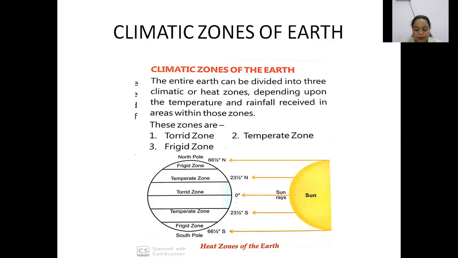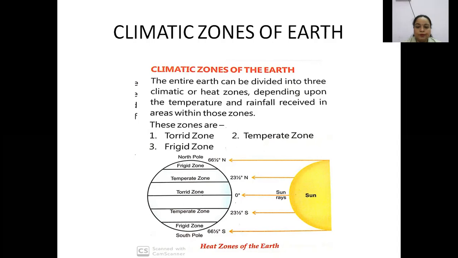What happens? The slant rays of the sun are very slanting and lose their strength. There is no amount of heat left because the rays are so slanting and it is freezing there, making the region cool throughout the year and very cold. So the entire zone is called the frigid zone. Okay children, so this is called the frigid zone.